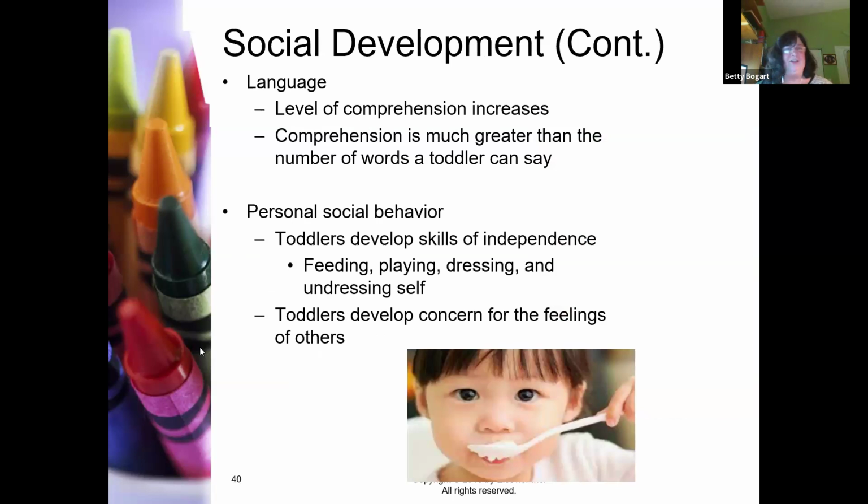Their language, they try so hard to talk. Now, by the age of 1, they should be having a couple words: daddy, mommy, milk, something, food, not even food. Nana was a great one that I heard from Christian. But just a couple words, not many. As they get to be toddlers, they're starting to understand more, but they can't express it. They don't know the words to express it.